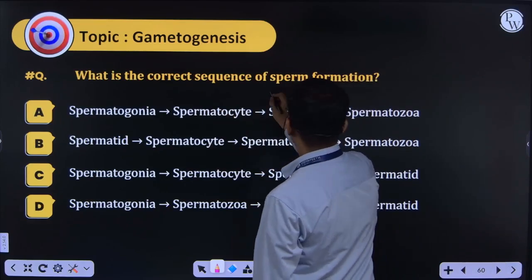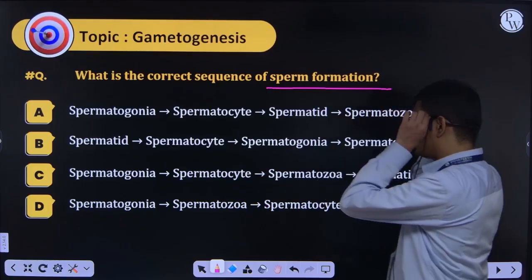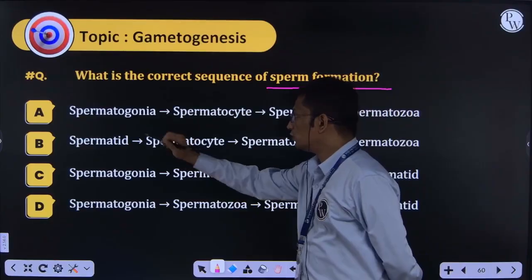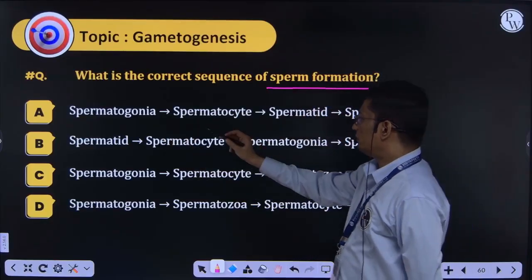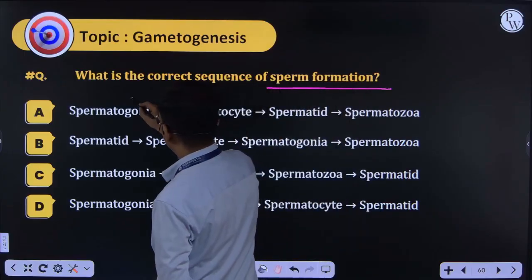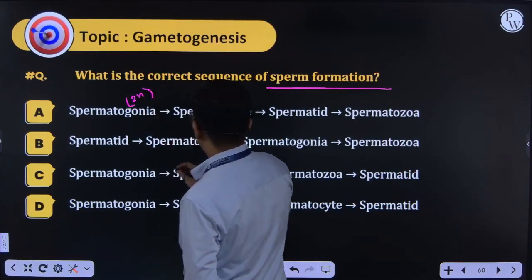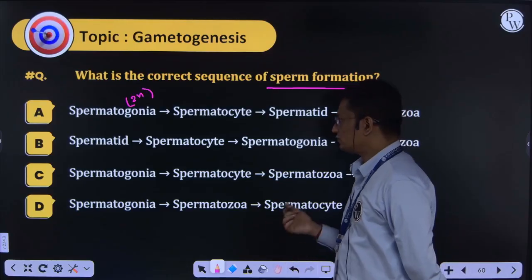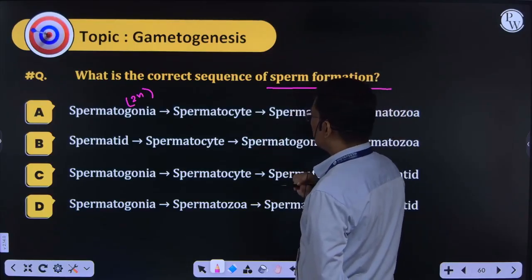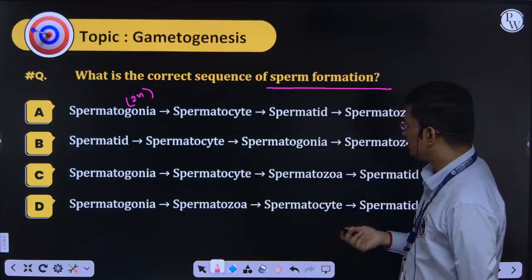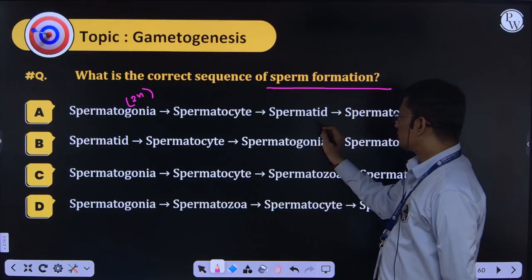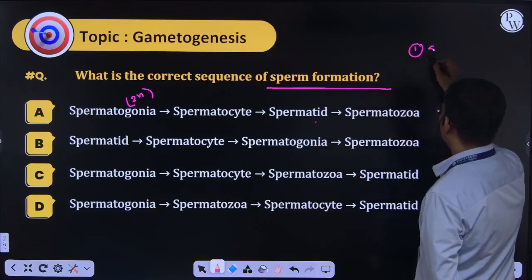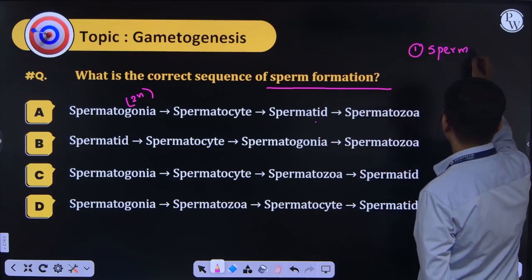What is the correct sequence of sperm formation? Sperm formation takes place in the testis. The seminiferous tubule contains two types of cells. One is spermatogonium, which is diploid. From the spermatogonia, spermatocyte is formed, first the primary spermatocyte, then the secondary spermatocyte. Secondary spermatocyte is haploid, primary spermatocyte is diploid. Then it will form spermatid. Up to spermatid, the process is spermatocytogenesis.